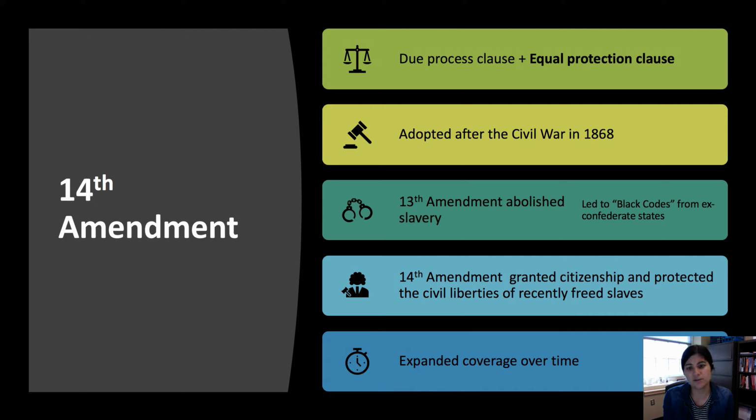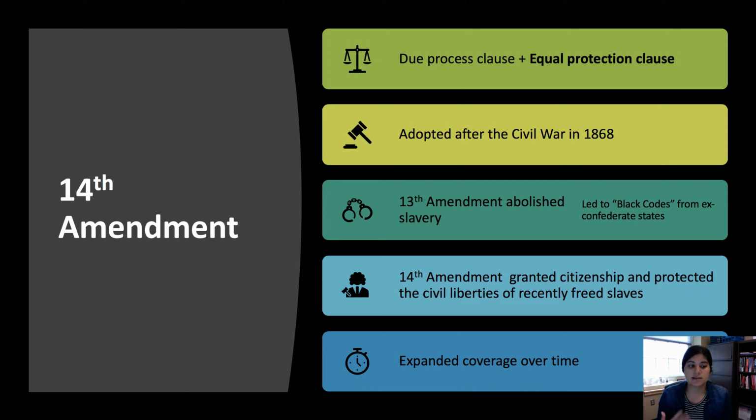So federal government noticed, hey, the 13th Amendment didn't go quite far enough, so we need another amendment that's not only going to abolish slavery, but take it a step further, right? Actually grant citizenship to these recently freed slaves and provide the same basic liberties and freedoms that our other citizens are provided. So that's really what the purpose of the 14th Amendment was at the time.